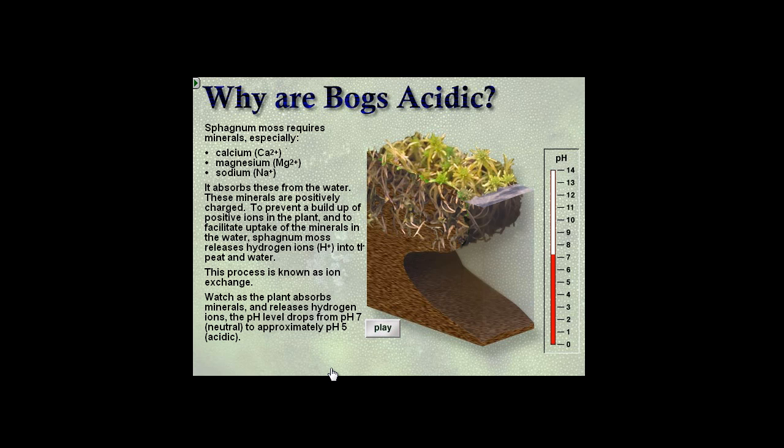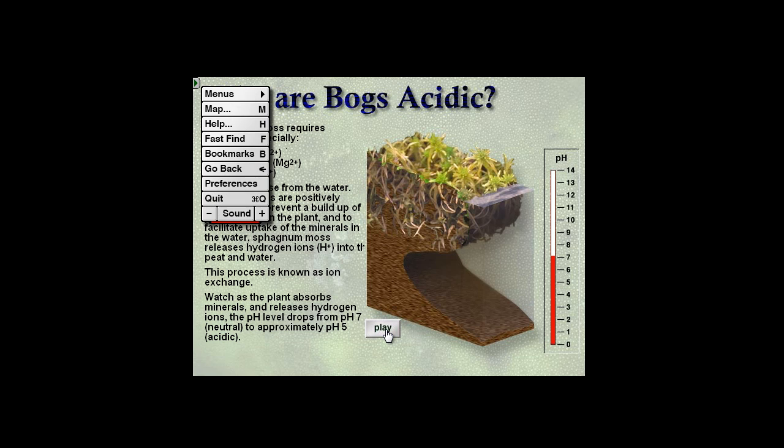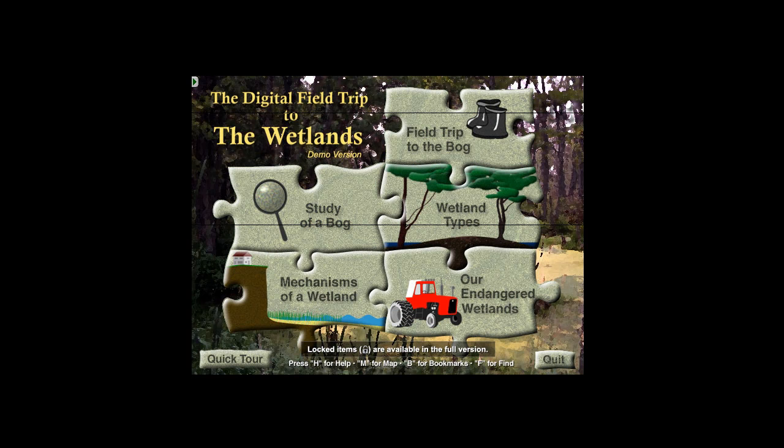Here the screen shows why bogs are acidic. It gives you a brief description. You can also play a little audio that will help the student. All you have to do to play it is hit the little play button, and to stop it just hit pause and it will stop. So now we're just going to go back and it brings you back.